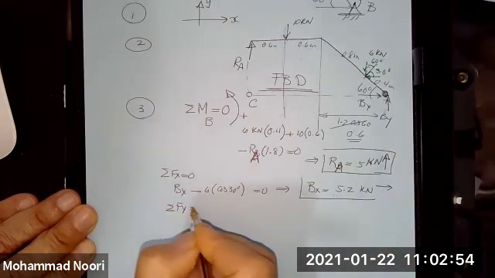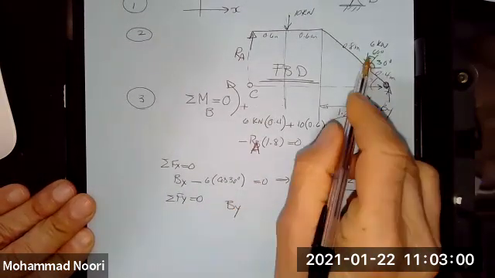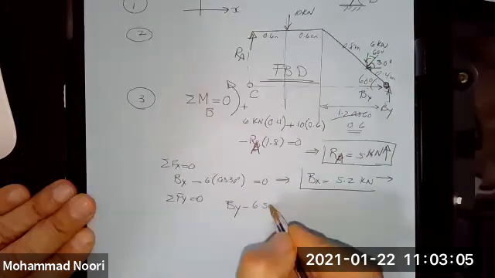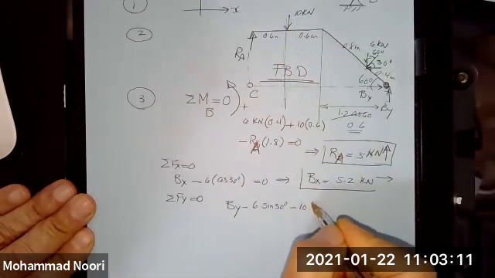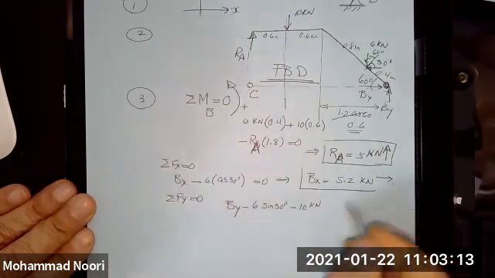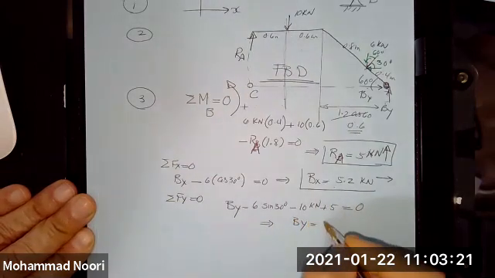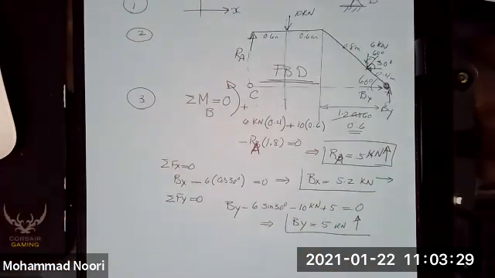Then you have sum of forces along y equal to 0. So you have By minus this component, which is 6 sine of 30, minus 10 kilonewton plus RA equal to 0. And that will give you By, which also happens to come out to be 5 kilonewton in this direction. Okay. Any questions?